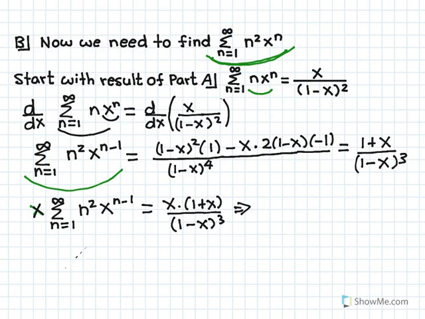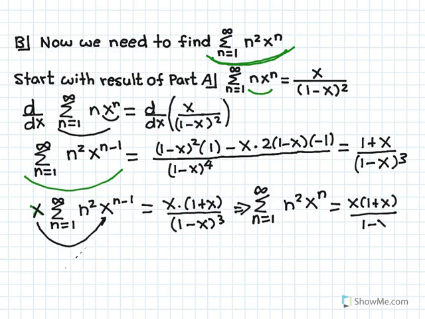Now let's simplify. x gets multiplied inside the summation. The bases are the same. Add up the exponents. We get summation n equals 1 to infinity n squared x to the power of n, and this is the power series for which we're looking for the function. This is equal to x times 1 plus x divided by 1 minus x to the power of 3. So this is the infinite power series, and the sum of this infinite power series is represented by this function. This is a closed formula for the sum of this power series.